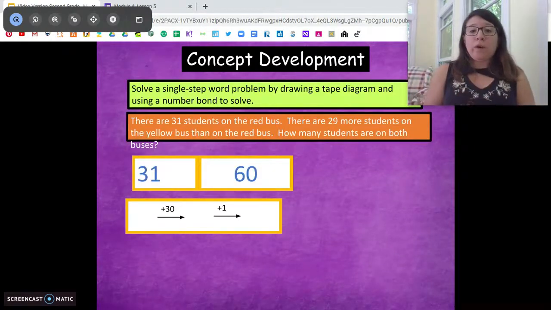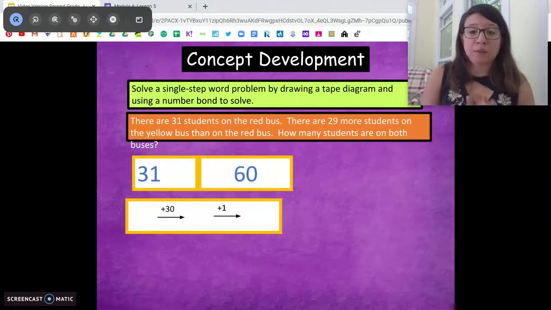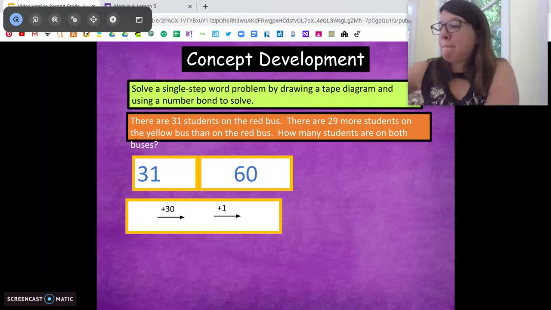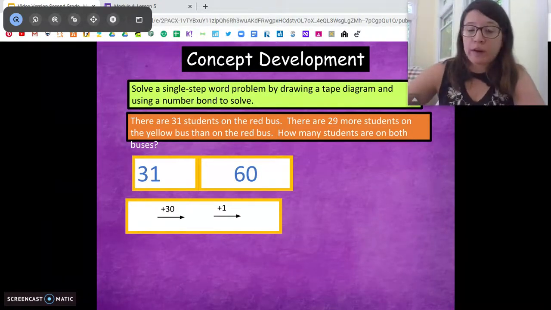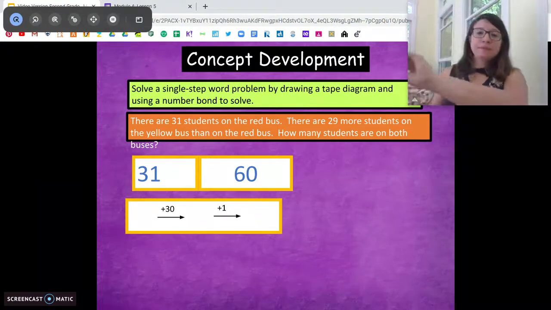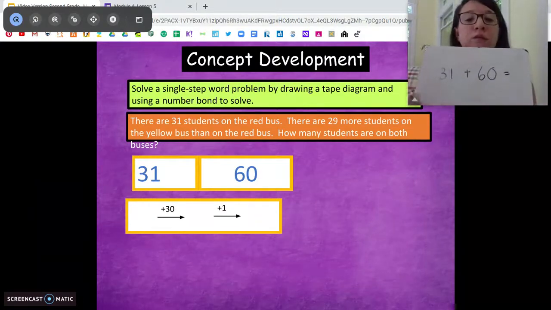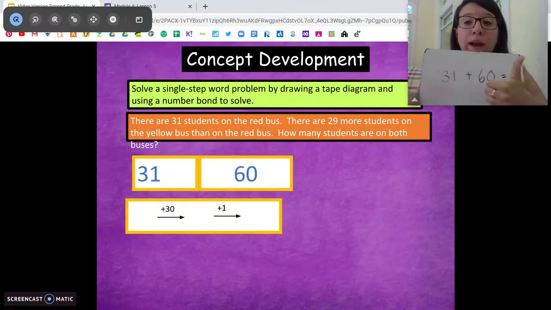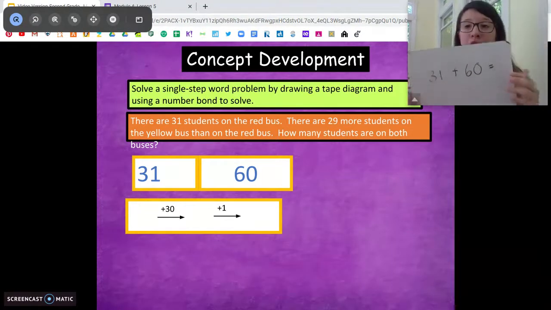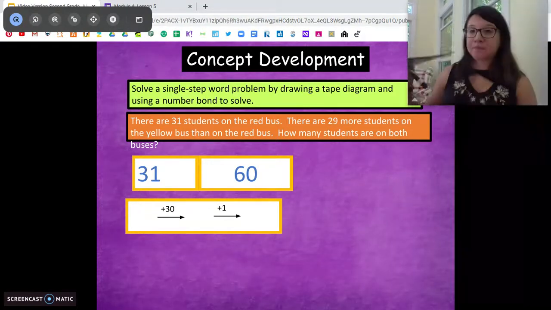Now, what do we need to do with both these two numbers? I'm going to read you the question again. This is how many students are on both buses. We're going to need to add them. So we're going to do 31 plus 60 equals. Now, I want you to choose with this one. You can either solve the arrow way or the number bond way. Whatever's easier for you, whatever strategy works for you, I want you to pause and solve it one of those ways right now.